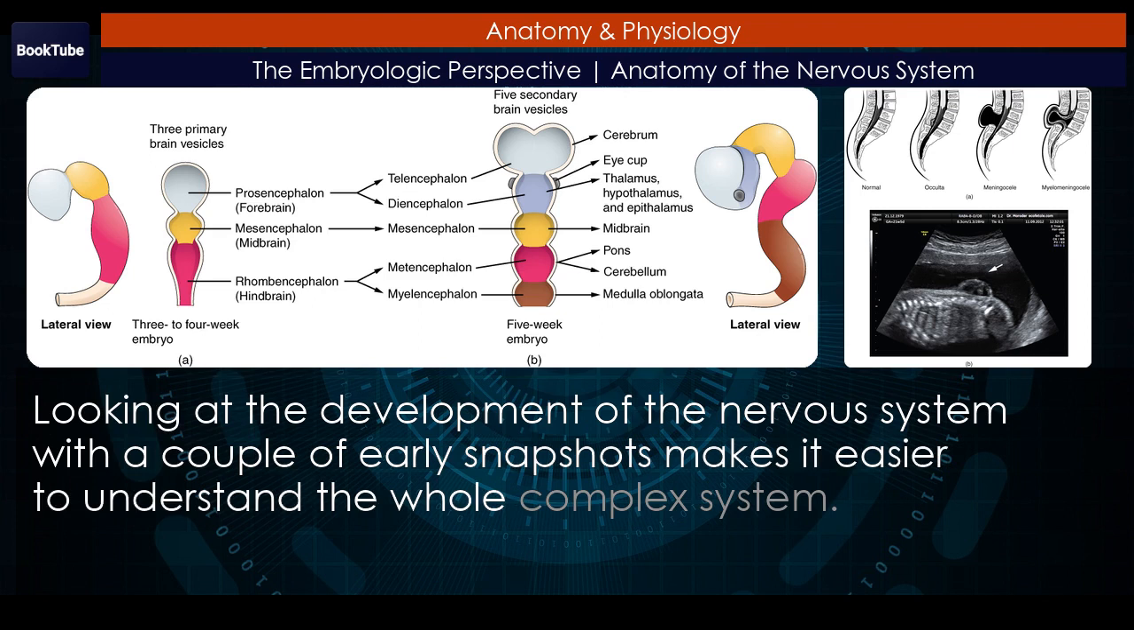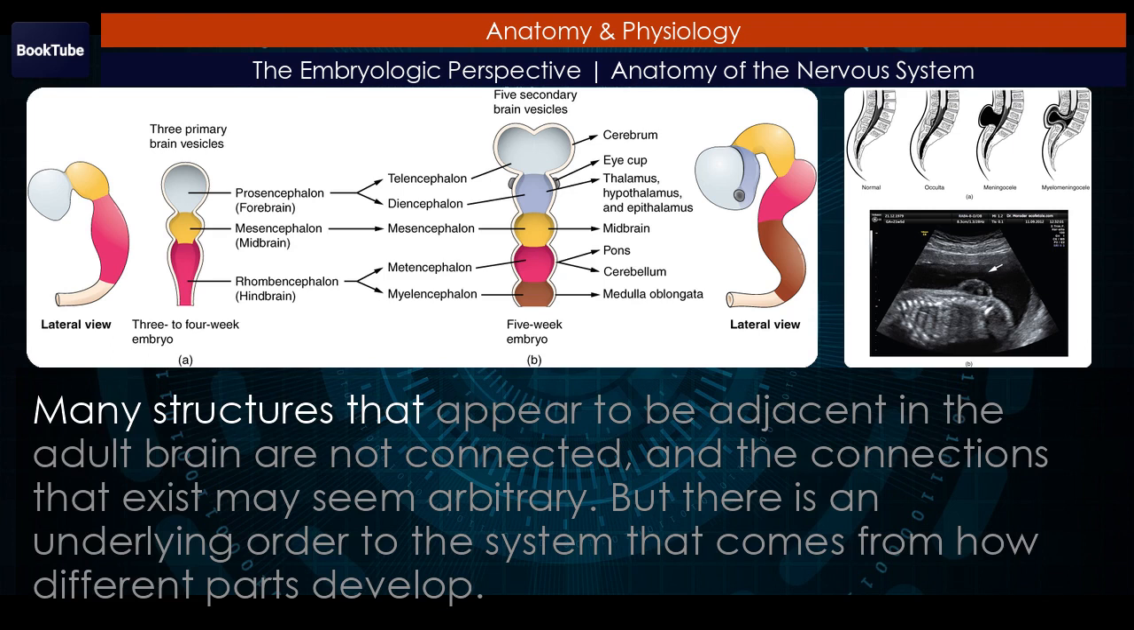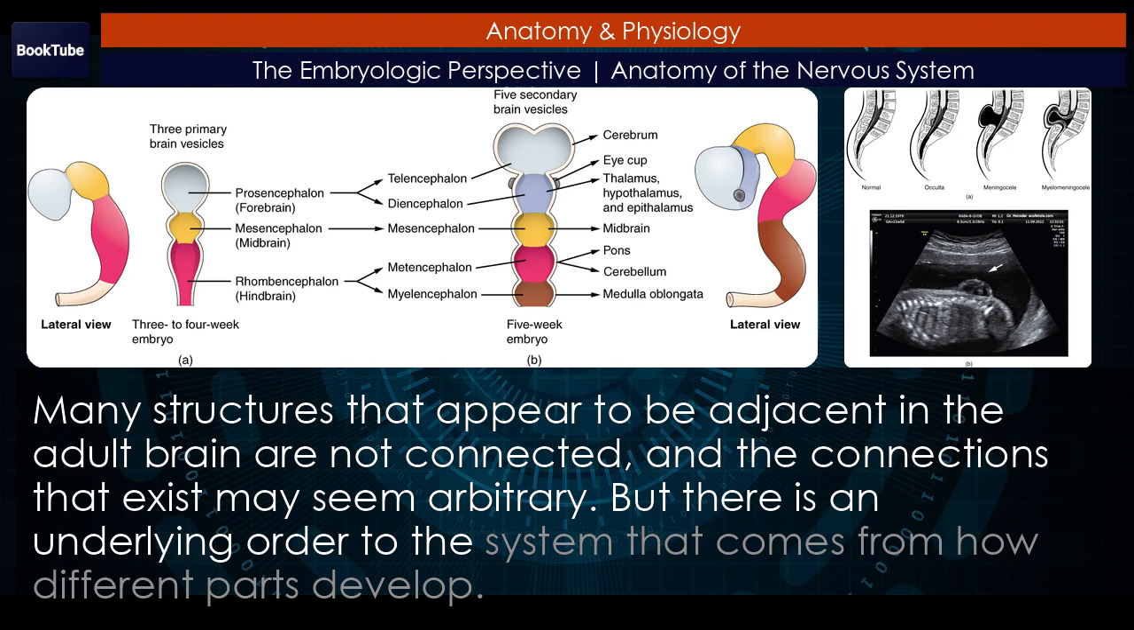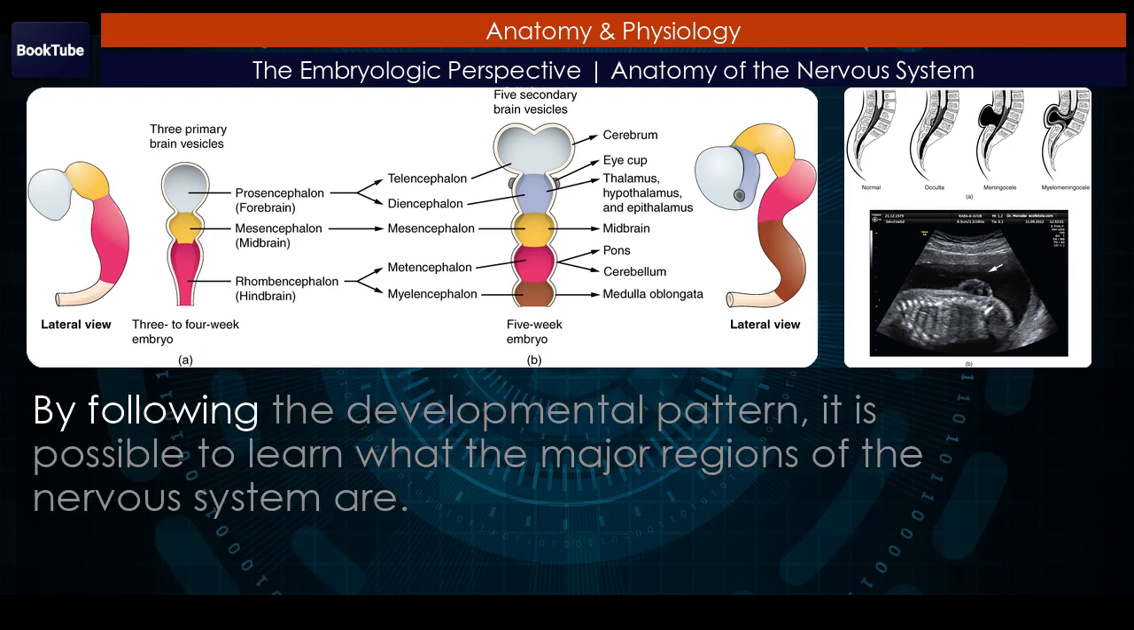Looking at the development of the nervous system with a couple of early snapshots makes it easier to understand the whole complex system. Many structures that appear to be adjacent in the adult brain are not connected, and the connections that exist may seem arbitrary. But there is an underlying order to the system that comes from how different parts develop. By following the developmental pattern, it is possible to learn what the major regions of the nervous system are.